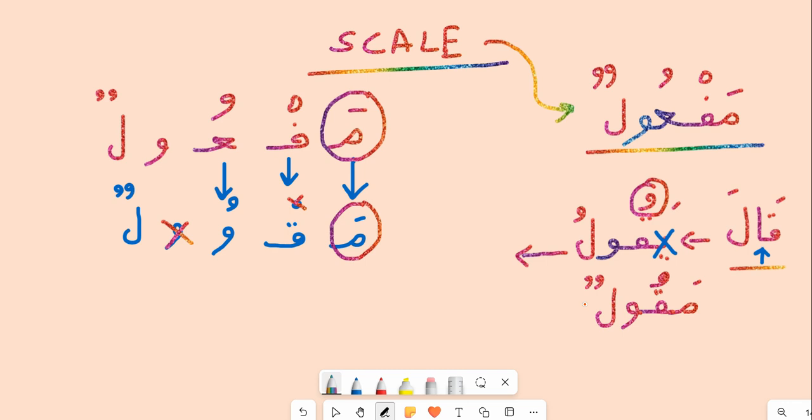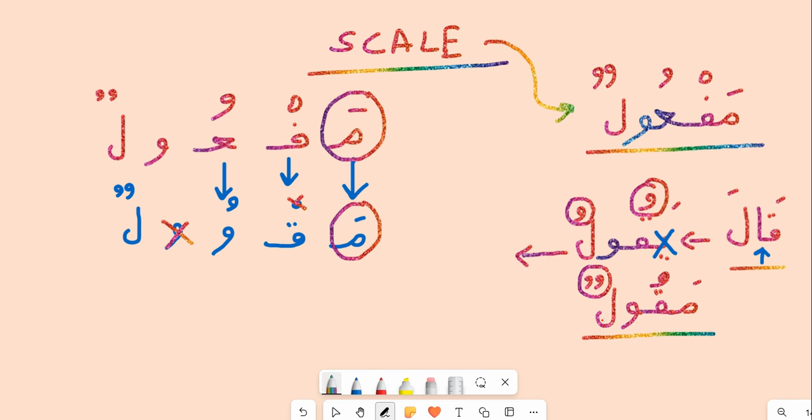Because you remember all the nouns can accept tanween, and we are making ism. We are making a noun. So now it has a tanween and no longer a single dhamma. Why? Because single dhamma is only in the verb, not in the nouns. So we are making a noun, so there is a tanween now on the noun. So what do we have in the scale? Maqulun. That's how we get the scale of ismun mafool.